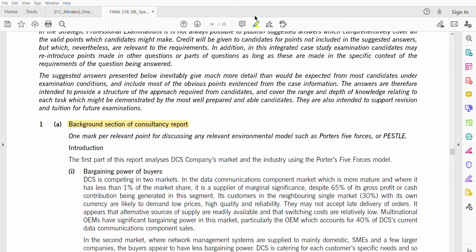Later down, they have written 1 mark per relevant point for discussing any relevant environmental model such as Porter's five forces or PESTEL. Now, you can also use PESTEL, provided that you have enough information regarding political, economic, social, technological, legal, and all those factors, right? You could use any of these. It doesn't matter whichever method you use. As long as you cover the points which are there in the exhibits, you will get your marks. So don't stress yourself that someone has used Porter's five forces and I have used PESTEL and all, right?